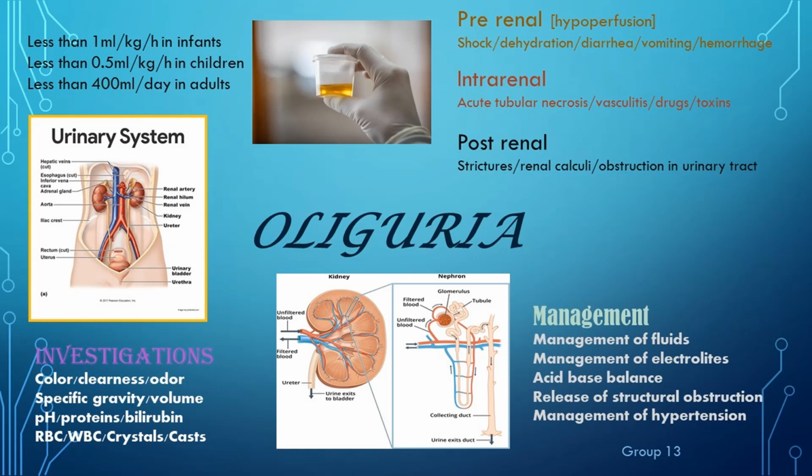Management of oliguria depends on the site and the cause of the oliguria. During management, fluid status, electrolyte abnormalities, especially hyperkalemia, acid-base balance, and hypertension management are essential. If there is any structural obstruction, it is important to release it. If untreated, oliguria can progress into life-threatening conditions.